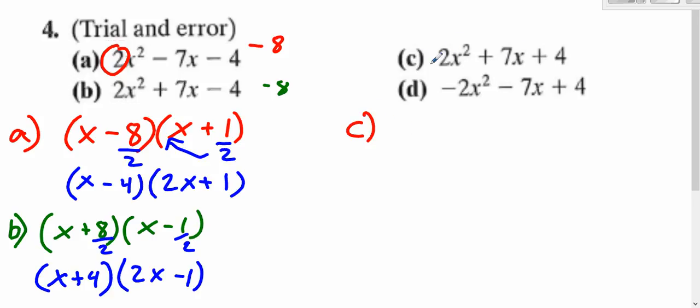Over here for C, you take the same thing. You're going to multiply the 2 to the back. You get a +8 this time. Multiply to be a +8 and add to be a +7. The only way you get 8 is 8 and 1 or 4 and 2. You cannot get a +7 from that. So you could call it irreducible. You could call it prime, because you can't factor it. That's what prime means, you can't factor it. Or you just simply write out cannot factor.